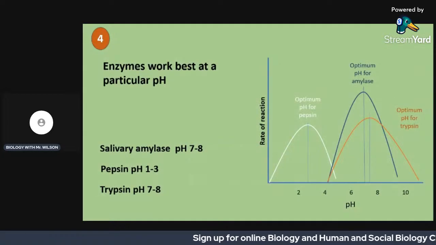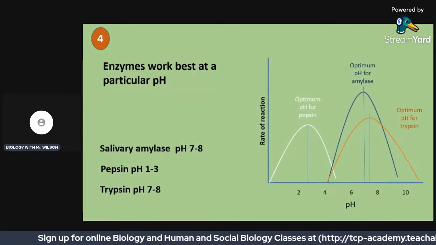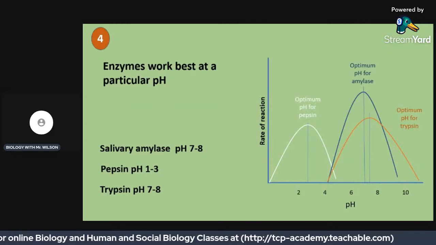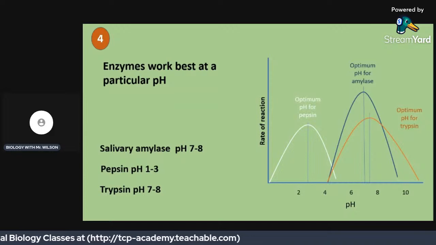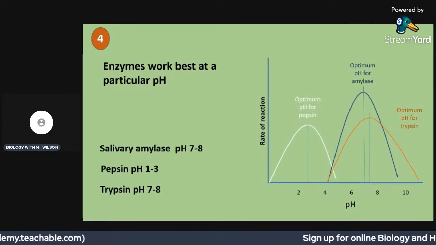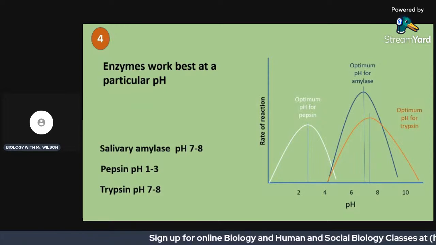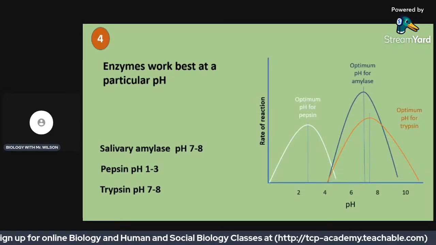Enzymes work best at a particular pH, and we refer to this pH as the optimum pH. While the enzymes might be working in pretty much a range, salivary amylase will work at a pH of about 7 to 8, and pepsin at a pH of 1 to 3, and trypsin, which is found in the small intestine, will work at about 7 to 8.